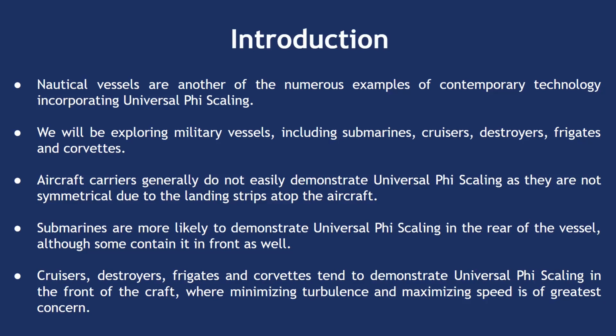Submarines are actually more likely to demonstrate Universal Phi Scaling in the rear of the vessel, although some do contain it in the front as well. But the other types of surface craft, the cruisers, destroyers, frigates, and corvettes, tend to demonstrate Universal Phi Scaling in the front of the craft, where minimizing turbulence and maximizing speed is of the greatest concern.